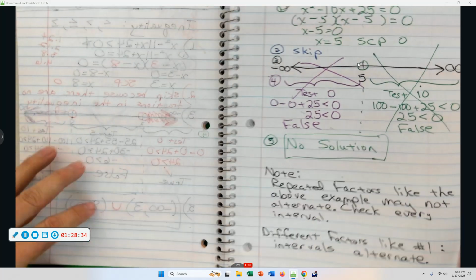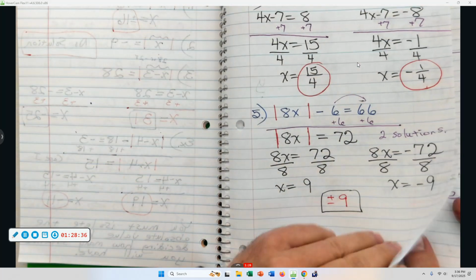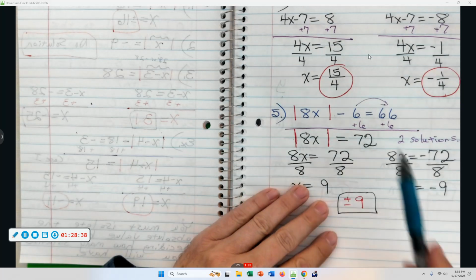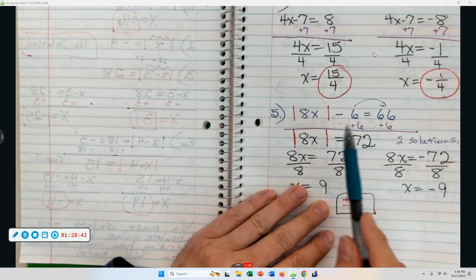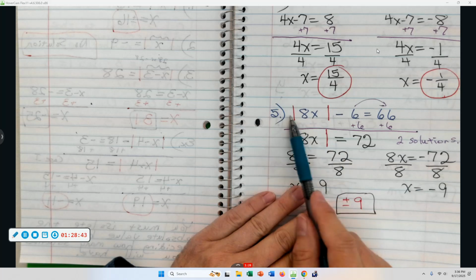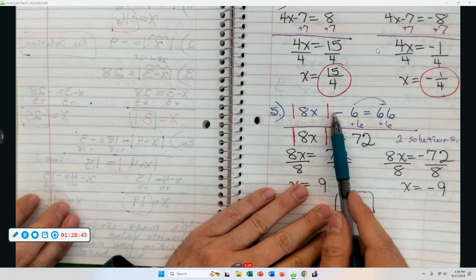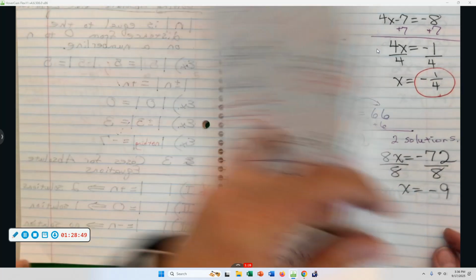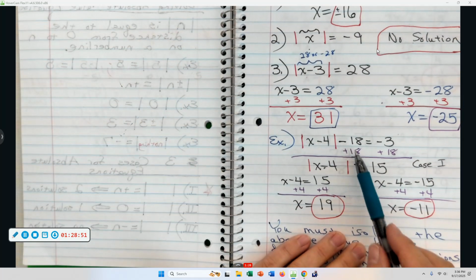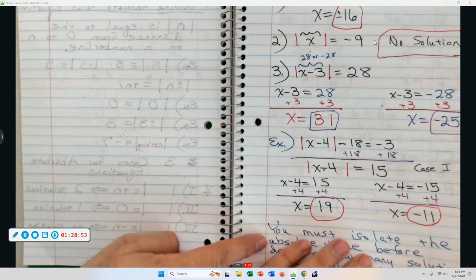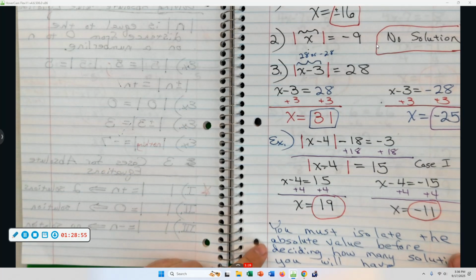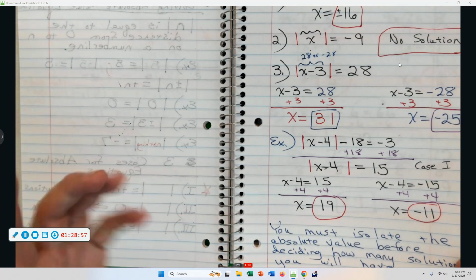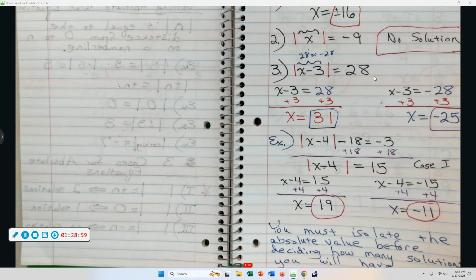I think we had a problem like that. Well, I hope so. Right here. If you have something added to or subtracted from that absolute value, you need to isolate the absolute value expression. I wanted to make sure you'd written it out in words. You must isolate the absolute value before deciding how many solutions you'll have. I should have said before you do anything else when working with absolute values.